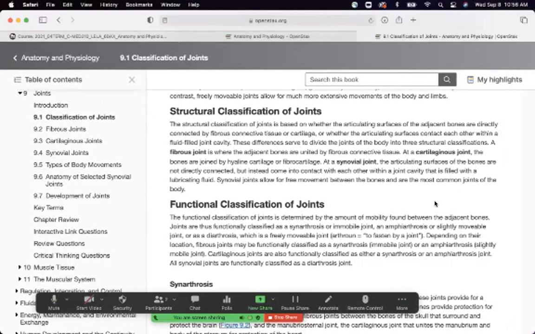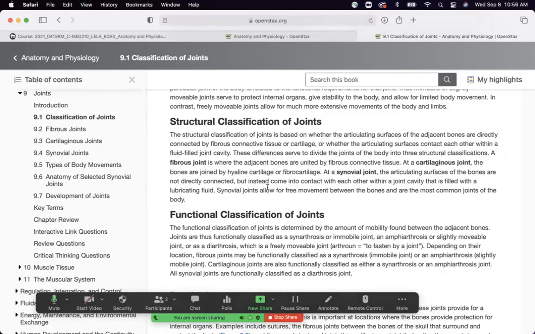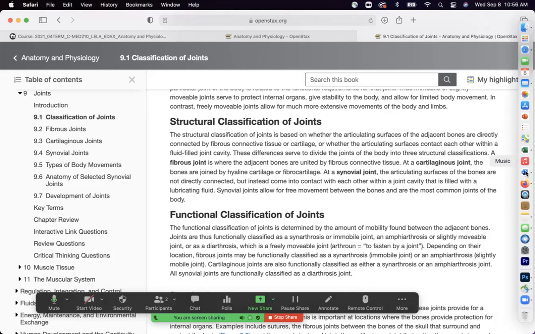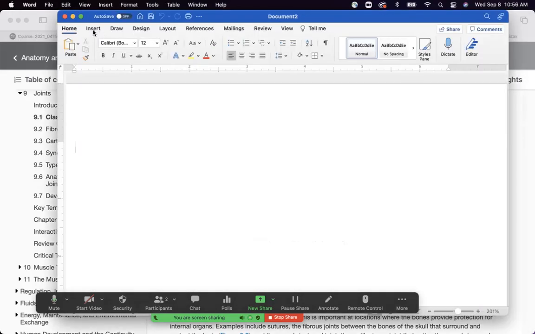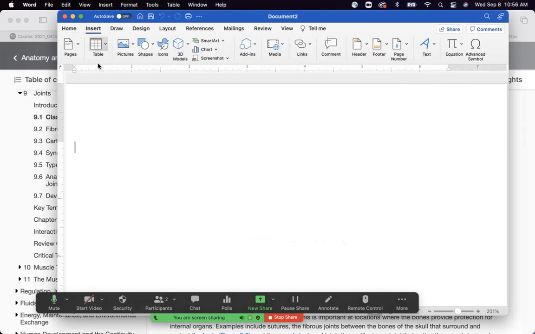So there are three types of joints. And what's a joint? A joint is the space in between two bones. Now, you have a fibrous joint that doesn't move whatsoever. Cartilaginous, they kind of move because it's cartilage, so it's in the middle. And then synovial, which is fully movable. So let's make a little chart. Insert, let's make a table.